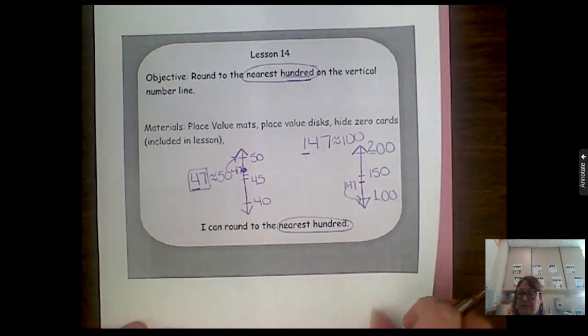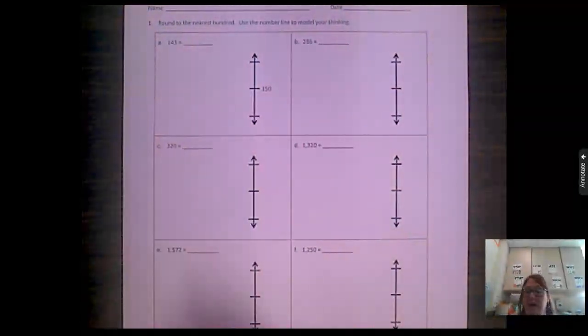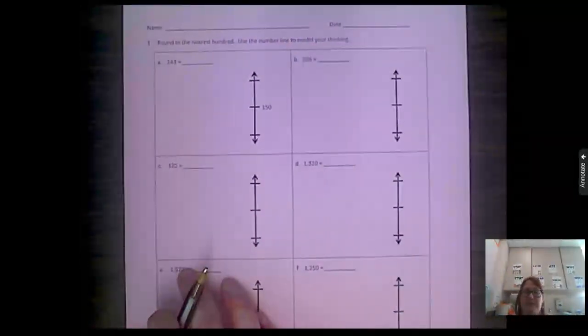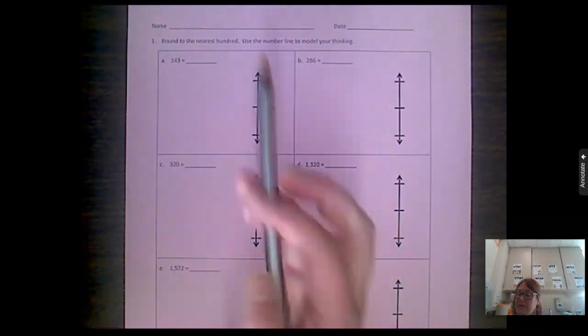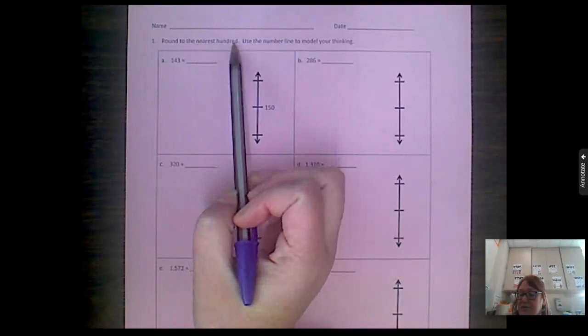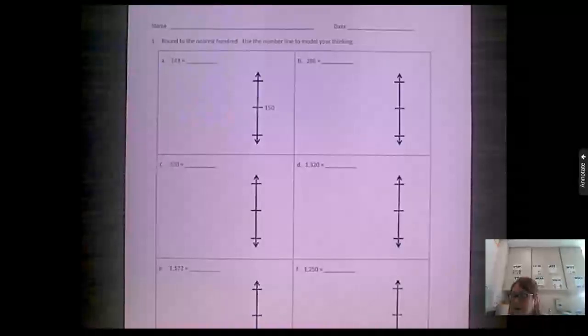So if you don't have your problem set in front of you, go ahead and grab that now and show me you're ready. Okay, name and date on your paper. Our directions say to round to the nearest 100, use the number line to model your thinking. If you just want to do the first one with me, and then if you want to go off on your own, you can, or you can stick with me for a few and then go off on your own.